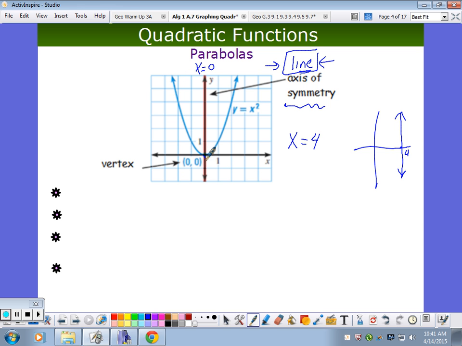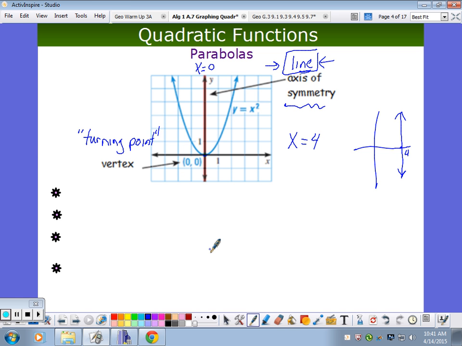Going down, going down, going down, whoop! Going up, going up, going up. So the vertex is where it changes. We call a vertex a turning point, because it turns. I like it when they make sense, right? That makes sense. Turning point.